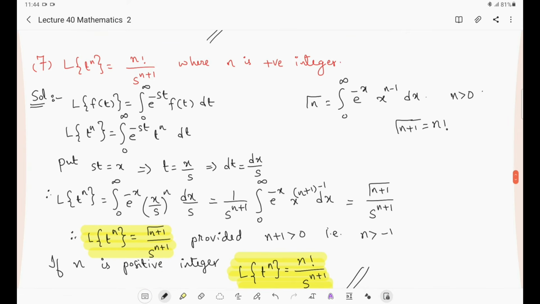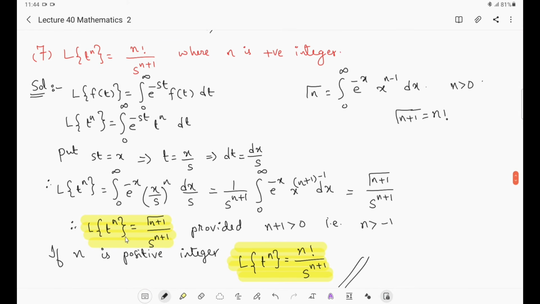Then the seventh and eighth formulae. The seventh one is the Laplace transform of t power n, where n is greater than minus 1. It may not be an integer. Then it is gamma n plus 1 by s power n plus 1. Specifically, if n is a positive integer, then the Laplace transform of t power n is given by n factorial by s power n plus 1.